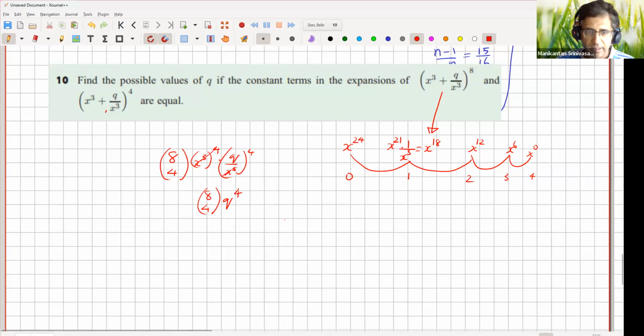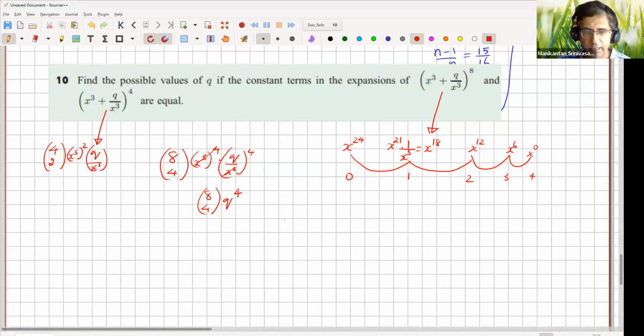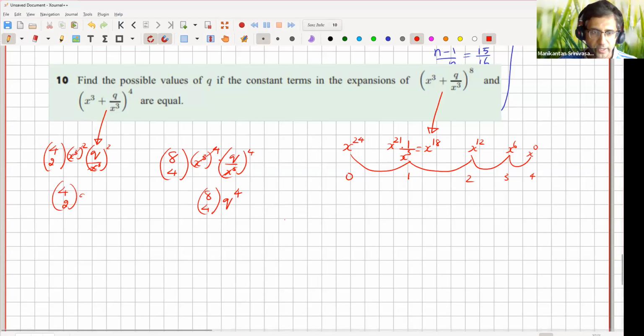Similarly, in this expansion, you can see it's very similar, right? So it will be not the 0th term, not the first term, it will be the second term, which will be 4 choose 2 times x cubed power 2 and q by x cubed power 2. Thais, you with me completely? Yes, sir. So here also x cubed power 2 and x cubed power 2 gets cancelled. So leaving 4 choose 2 into q square.